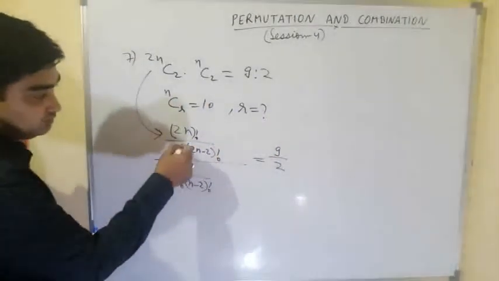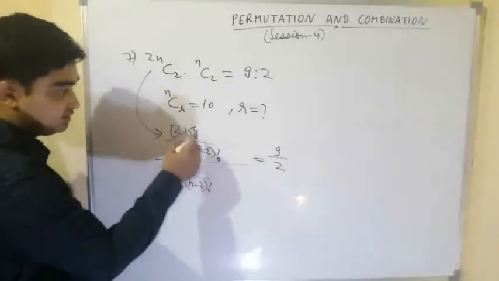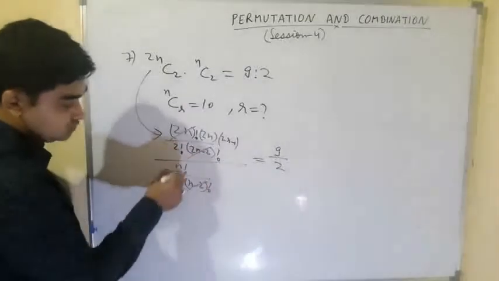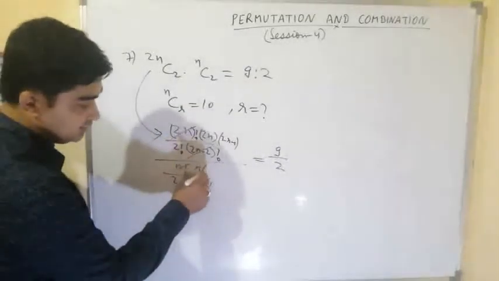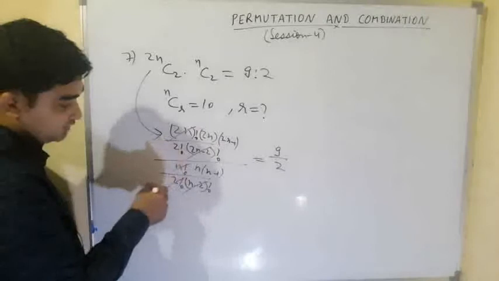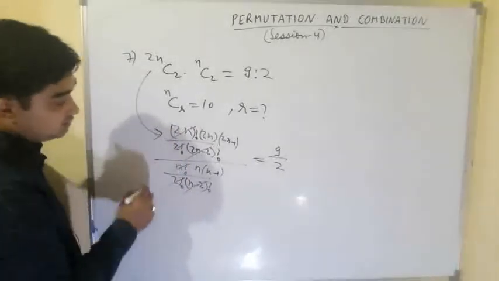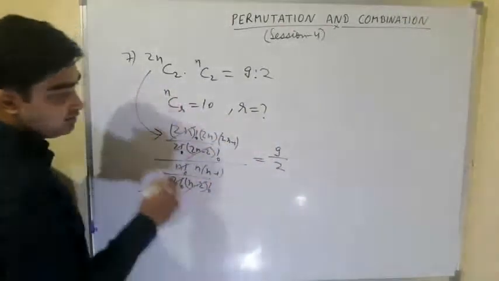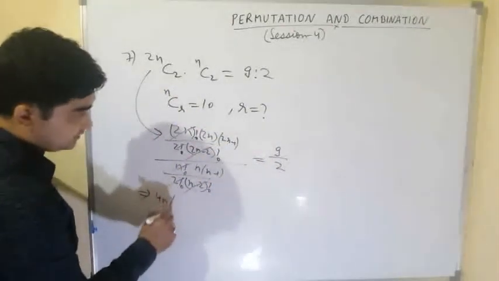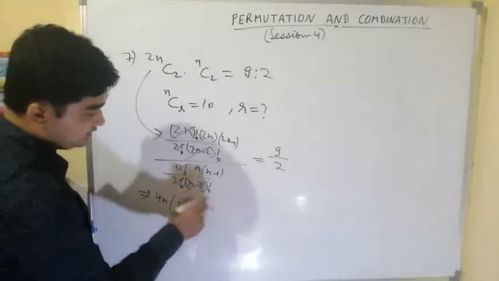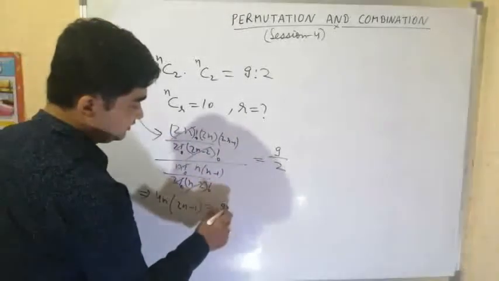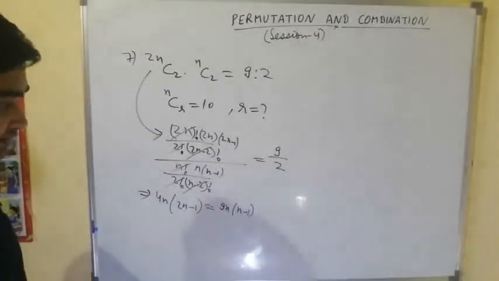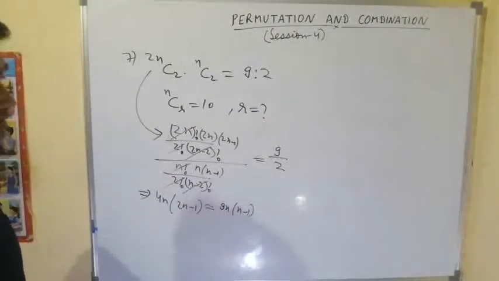Now what we can do, this 2n minus 2 factorial will be cancelled with this, we will be left with 2n into 2n minus 1. Similarly, n minus 2 factorial will be cancelled with this, we will be left with n into n minus 1. 2 factorial will be cancelled. Then we can cross multiply, we can take 2 here and we can take this to the right hand side. What we will have? 4n into 2n minus 1 is equal to 9n into n minus 1. So it is a quadratic equation in n. We can simplify and we can get the answer.